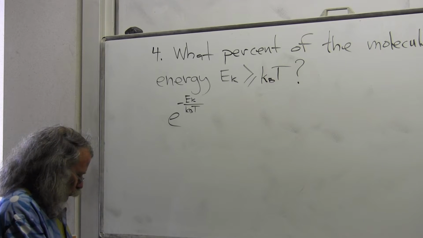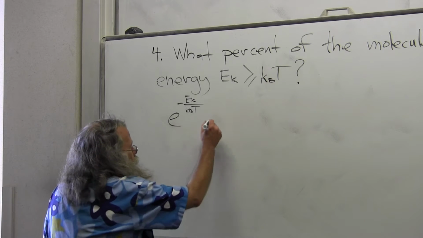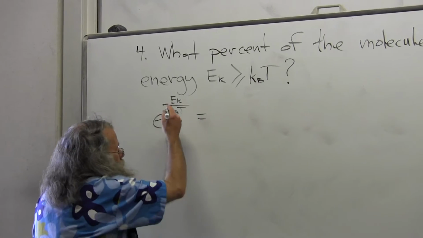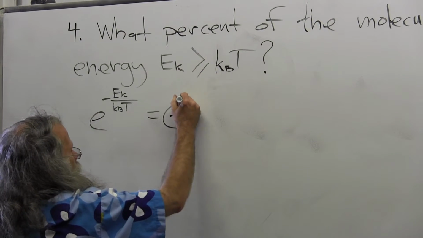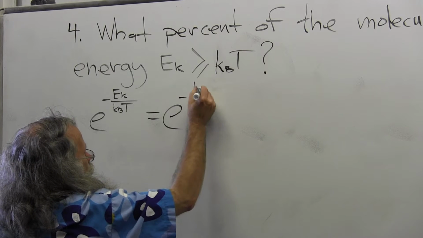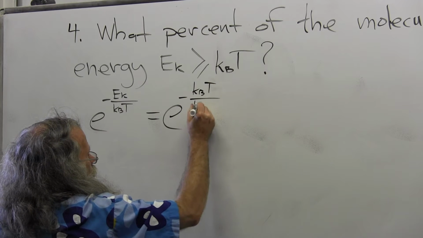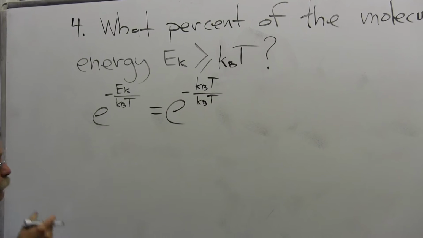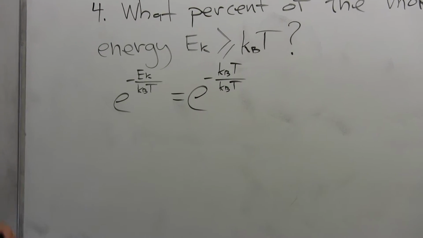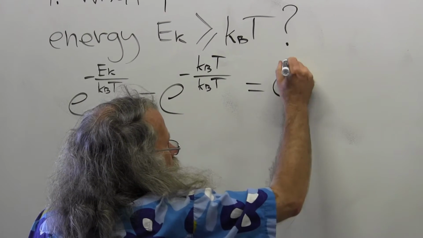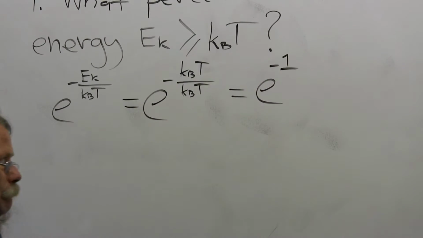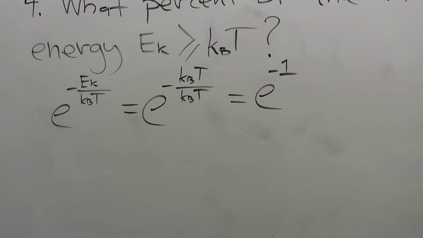And so first we'll start out by substituting in this expression: equals e to the minus k sub B T over k sub B T. And that's easy enough to solve. This turns out to be e to the minus 1. Again, very straightforward.